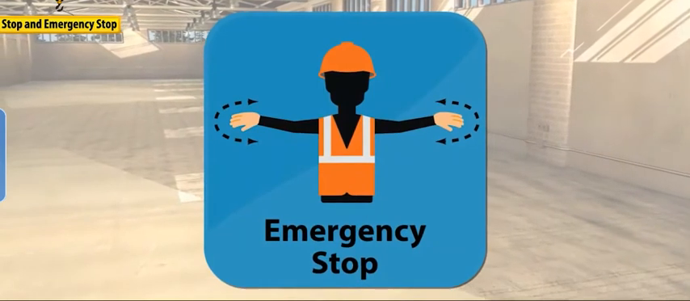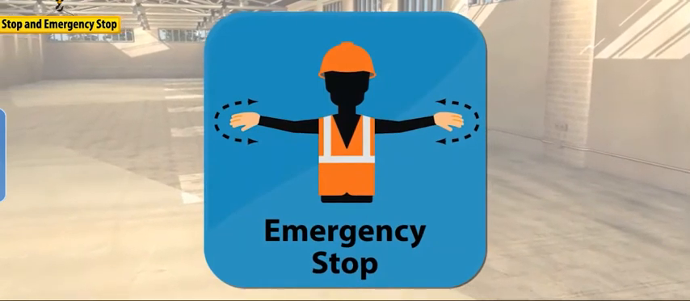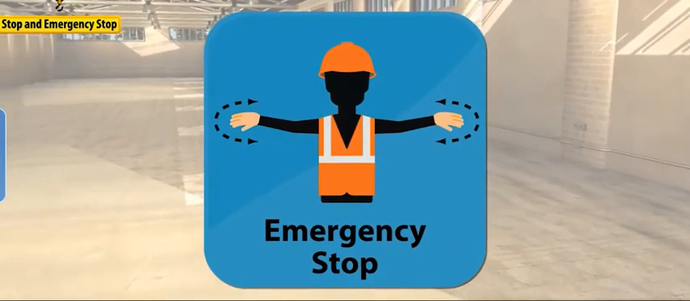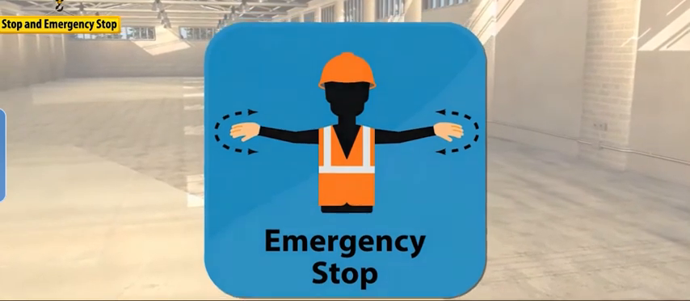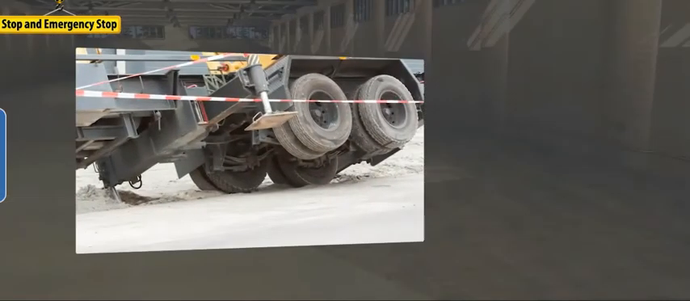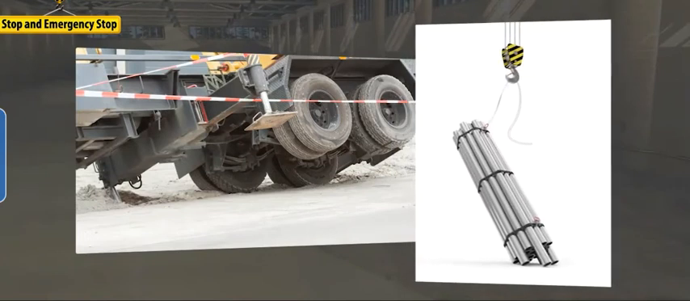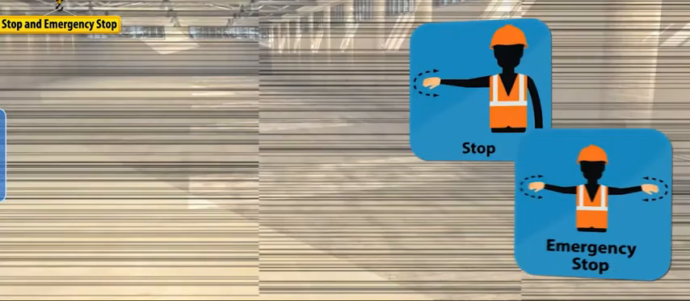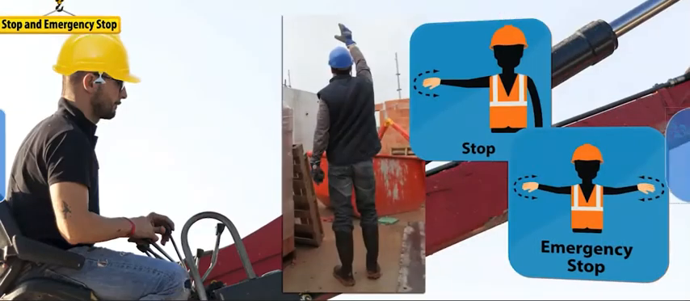To signal an emergency stop, put both arms out with the palms down and the fingers pointed out. Then wave both arms horizontally. Again, if you notice any safety concerns or potential problems with the crane or in the path of the load, give these signals to the operator or the rigger right away.